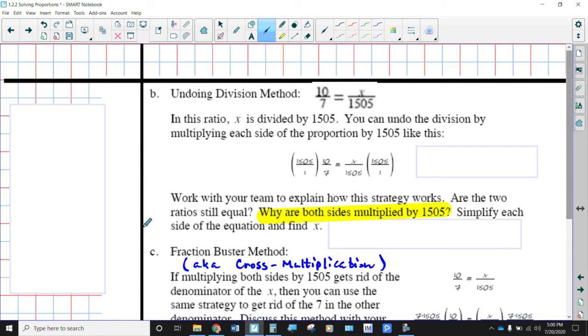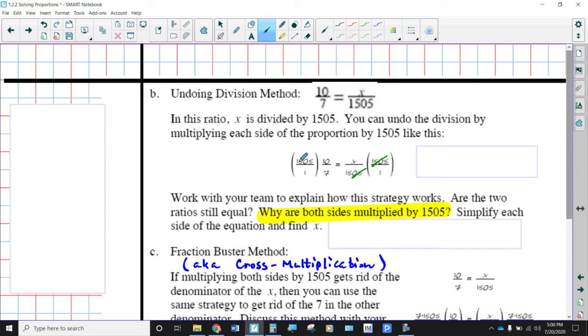All right, now this is probably the least common strategy that people use. But you've done stuff like this before. Remember, whatever you do to one side of the equation, do the same thing to the other. Well, we've got an x here that's being divided by 1,505. So if I want to undo that, I could multiply both sides of the equation times 1,505. That essentially cancels out that division here, leaving you with only the x.